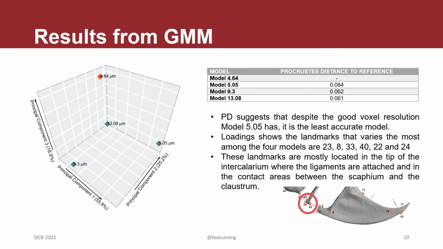Procrustes distance suggests that despite the good voxel resolution model 505 has, it is the least accurate model. Also, loadings show that the landmarks that vary the most among the four models are mostly located in the tip of the intercalarium, where the ligaments are attached, and in the contact areas between the scaphium and the claustrum. This is the place where we are assuming that the vibration is conducted. So let's see how it affects the FEA model.